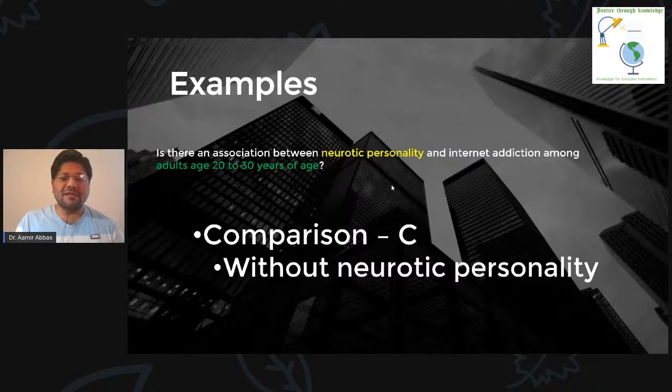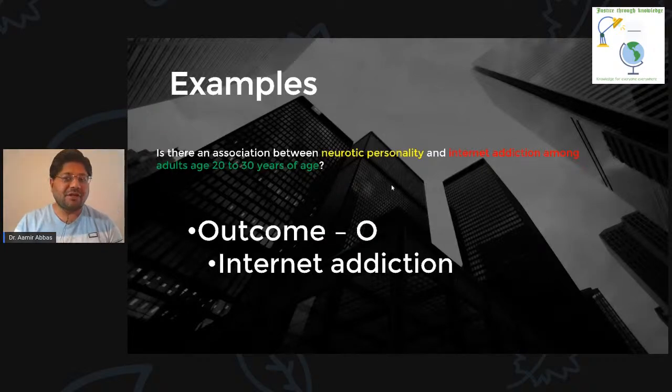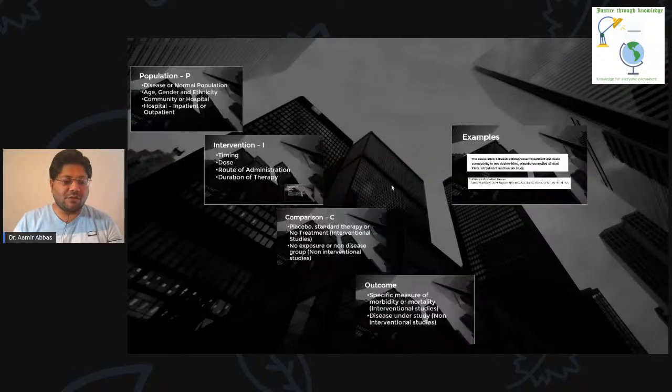The comparison here, in the case of the non-interventional studies, the comparison group is not often stated explicitly, as we can see over here. It is implicit. So we can say that you are comparing neurotic individuals with those who do not have any neurotic personality. And the outcome over here is the internet addiction. So this is all for the time being, and I have to emphasize that whenever you're designing your research question, you need to be careful of applying this PICO criteria in the stem of your research question.